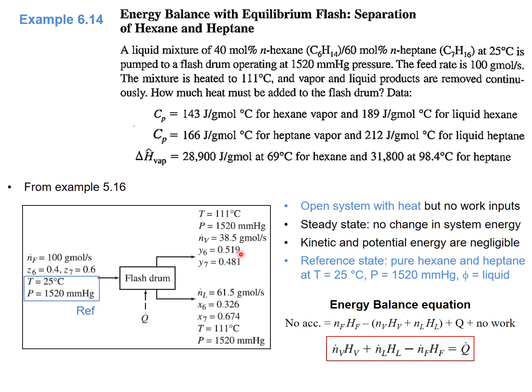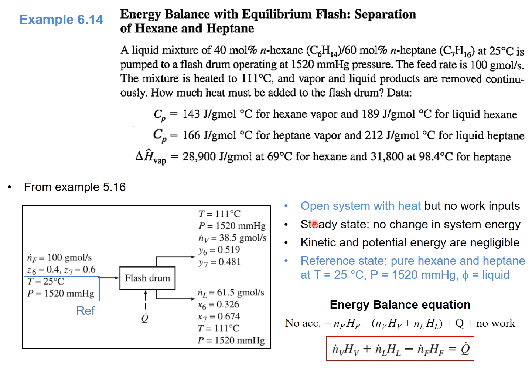That is the situation. And the question is that the Q, which is going to the flash drum, should be calculated. Okay, so the mass balance equation is not used because the mass balance calculation is already done. So we know every value about the composition and the stream rate. So let's go directly to the energy balance equation.